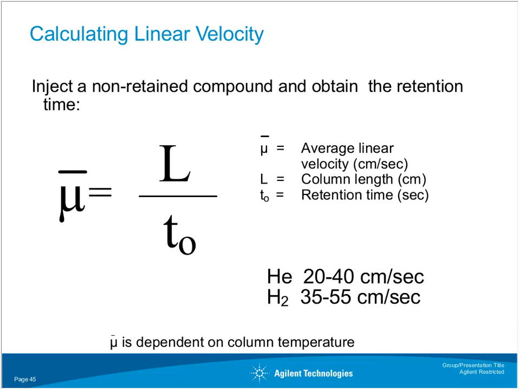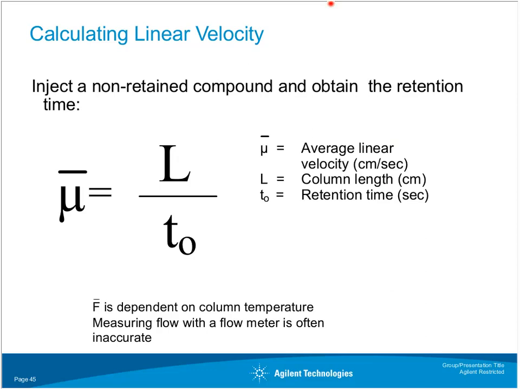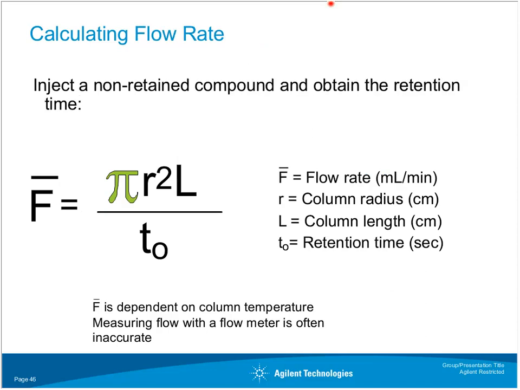And here I'm just going to skip through this. This is just how to calculate your linear velocity, and the same with if you wanted to calculate the volumetric flow rate, because a lot of methods out there are designated as 3 mL a minute. This is one of them. Again, measuring it is going to be a lot more accurate than relying on the system or even a flow meter to make sure that your system is giving you the right flow.